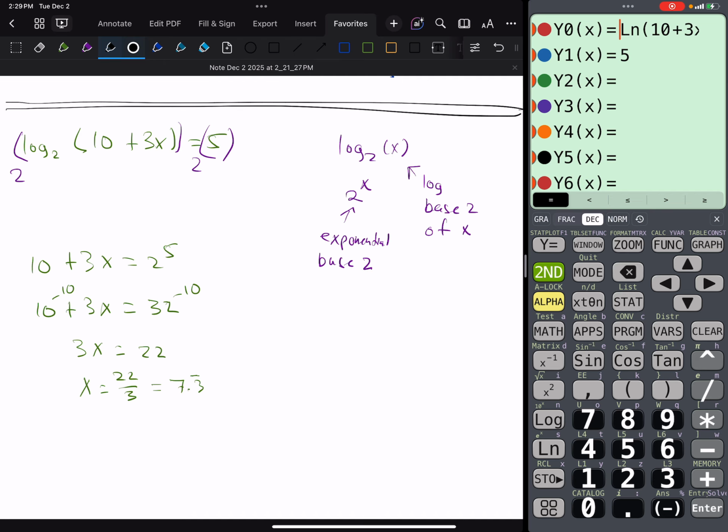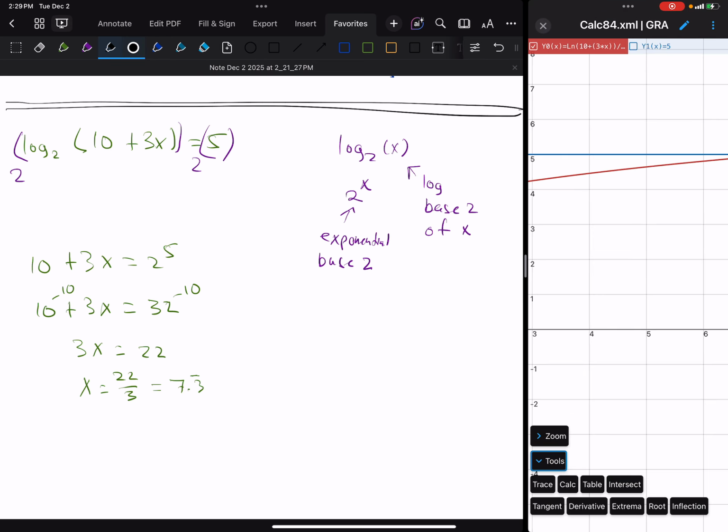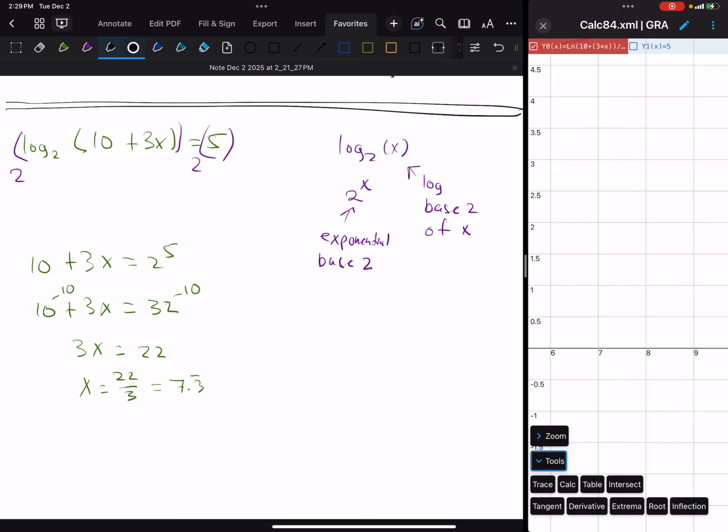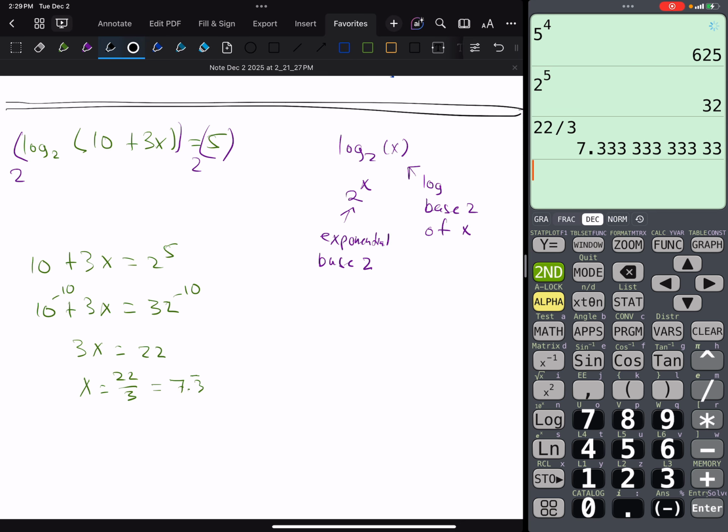Okay, and so I'm going to graph that and look for the intersection of those two. And if I'm looking at that y value, yeah, somewhere just above 7 seems reasonable. And if I use my intersect tool, I find that 7.3 repeating is going to be my answer. And so I've used my calculator to check and verify that I did this correct algebraically.